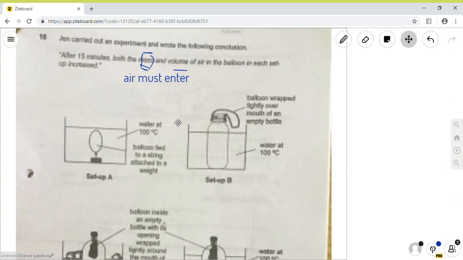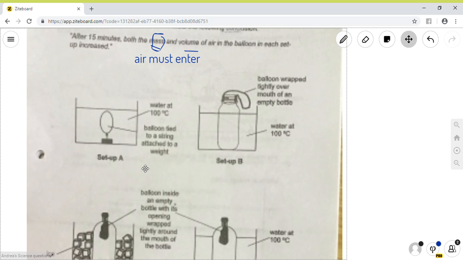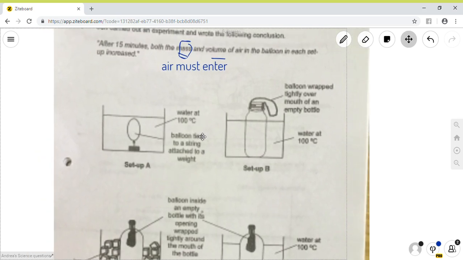Air going in only affects the mass. Yeah, air must enter the balloon. Then what about the volume? When air never goes in, the volume can also increase. So we look at the options. So water at 100 degrees Celsius. In this first scenario, the volume increases. Why does volume increase? Because water is 100 degrees Celsius.